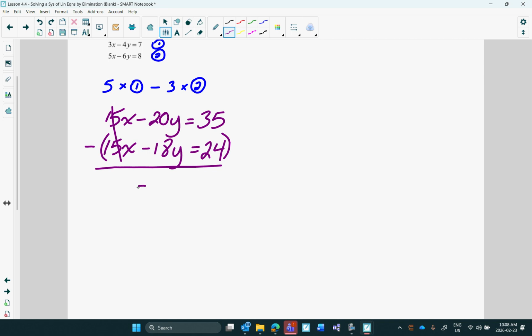Excellent. And 35 minus 24, 11. And we can solve for y by dividing everything by -2, and y equals -11/2. A fraction, but not too bad.